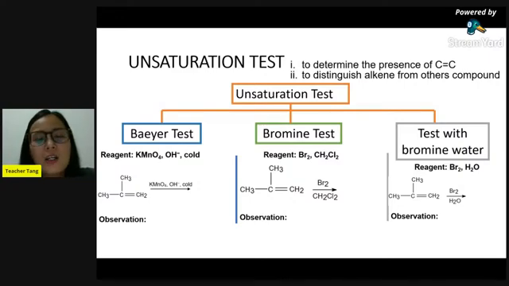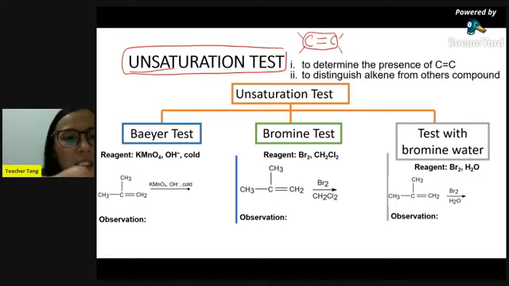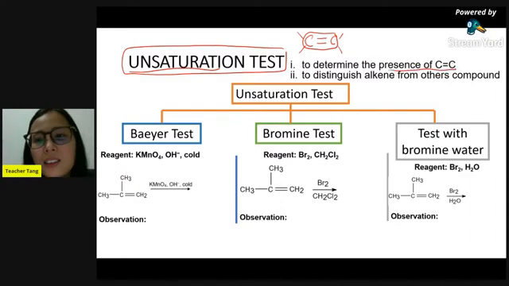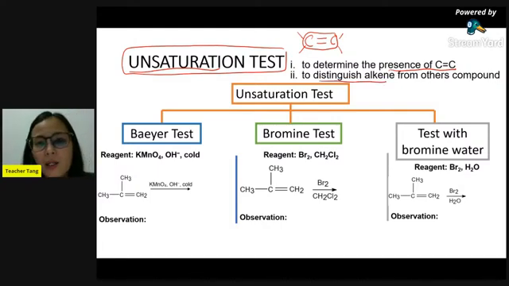So what is unsaturation test? We know that alkene has a carbon-carbon double bond, which means that alkene is unsaturated. This unsaturation test is basically to detect the presence of alkene, the presence of the carbon-carbon double bond, and also to differentiate alkene from other classes of compound. Alkene has a carbon-carbon double bond; other classes of compound like alcohol do not, and alkane does not. So this test can be used to distinguish alkene from other classes of compound.